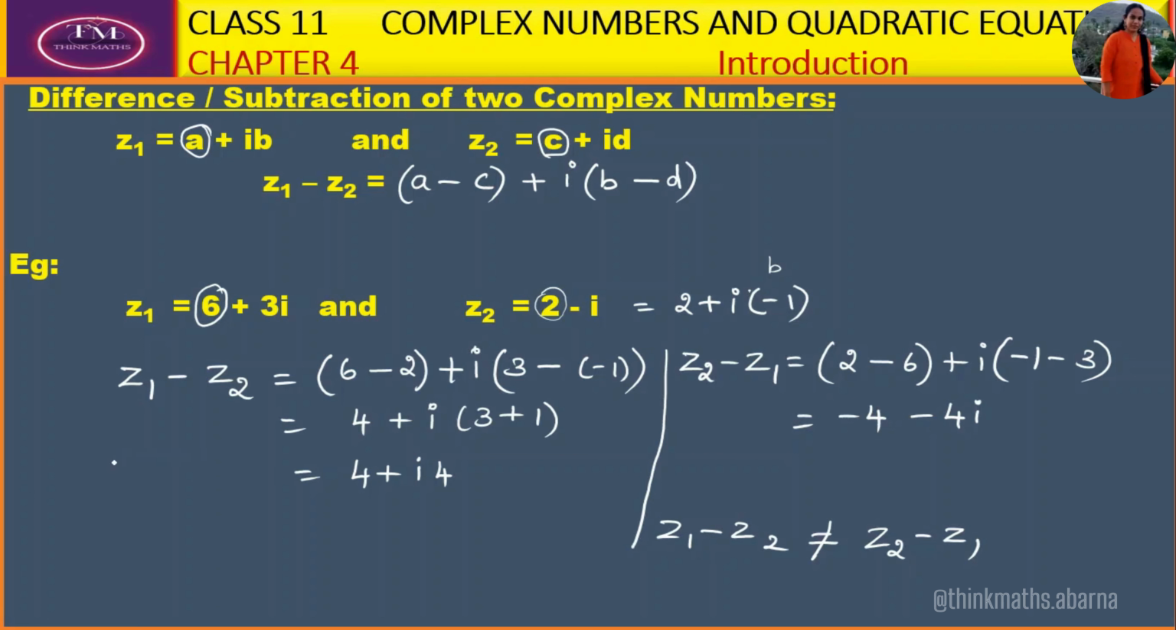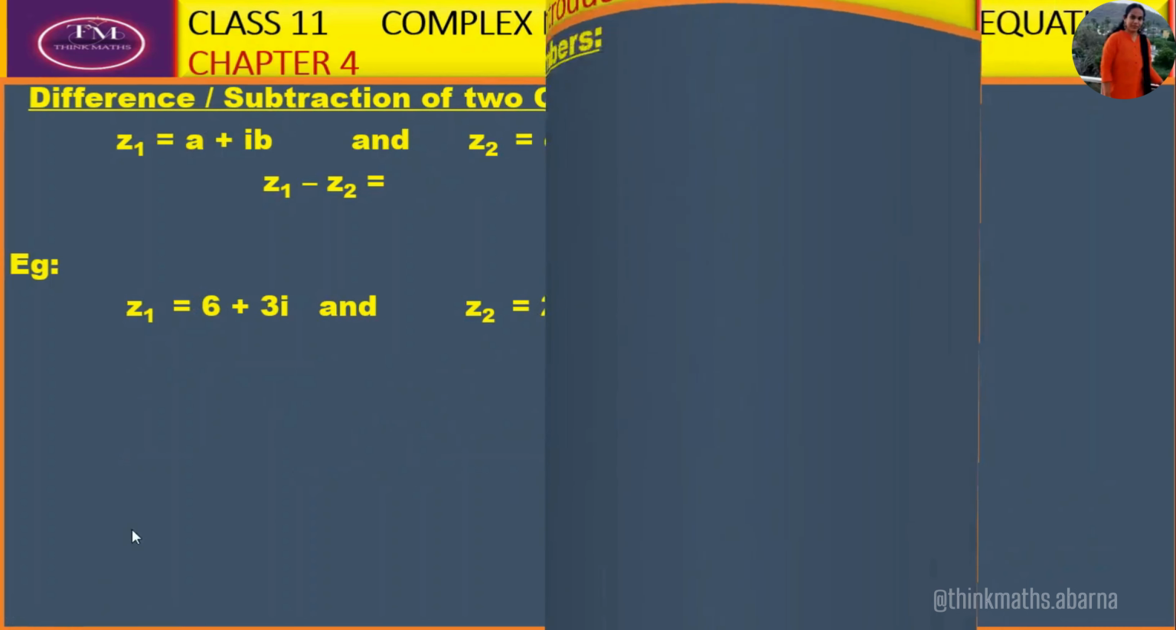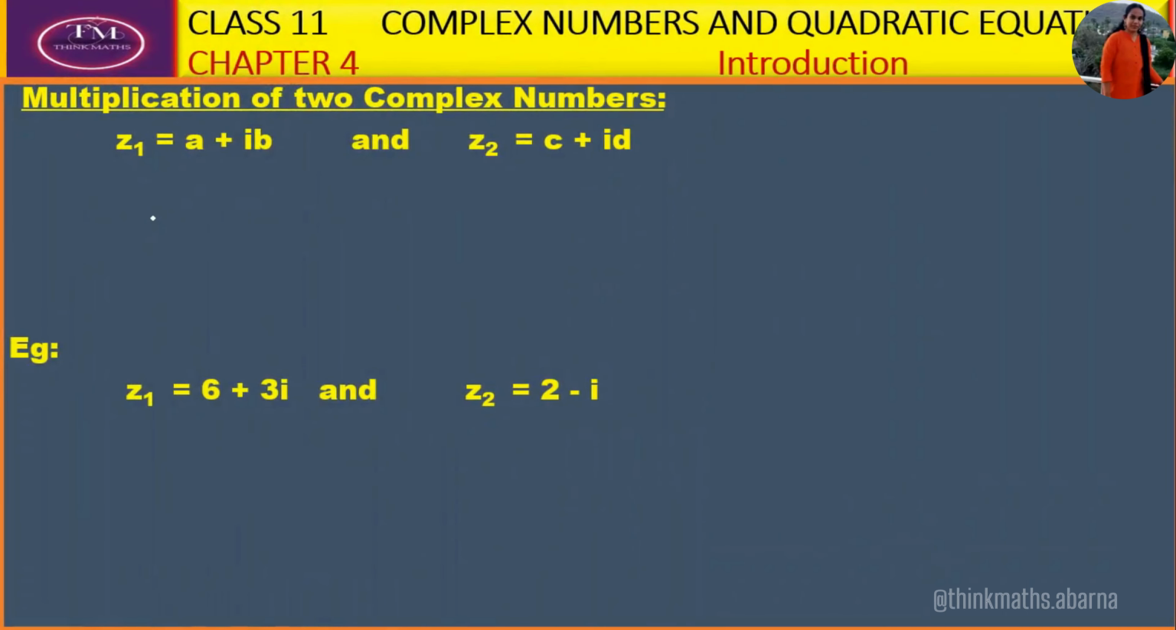So now next we will be seeing multiplication. Multiplication of two complex numbers. So you have two complex numbers, Z1 equal to A plus iB and Z2 is equal to C plus iD. We have to multiply Z1 into Z2.